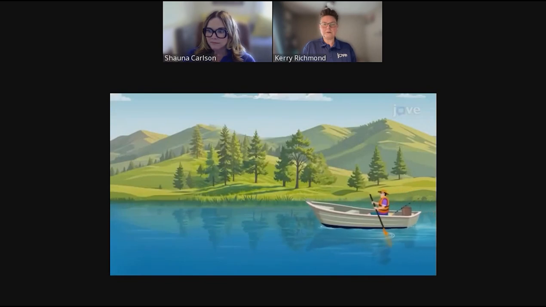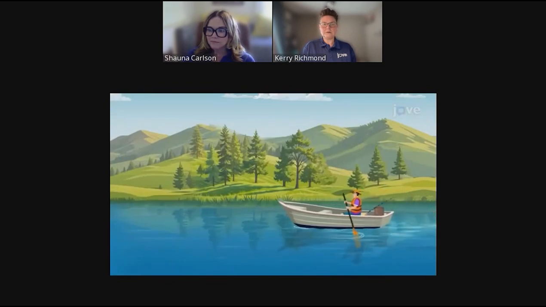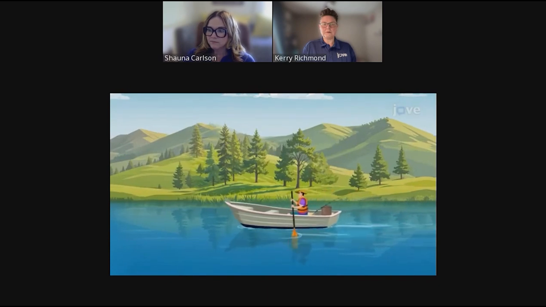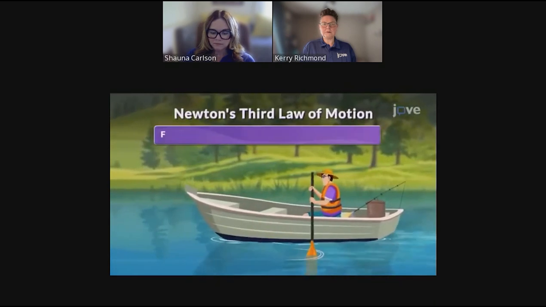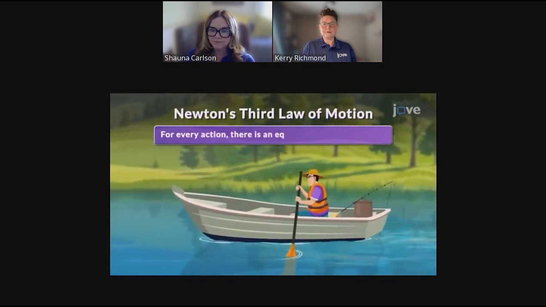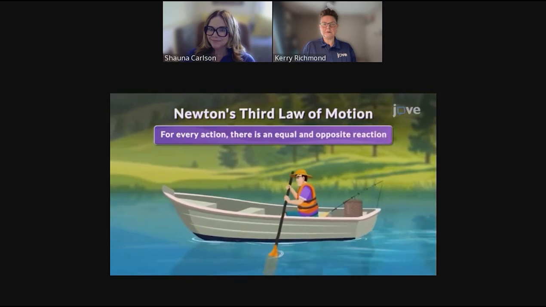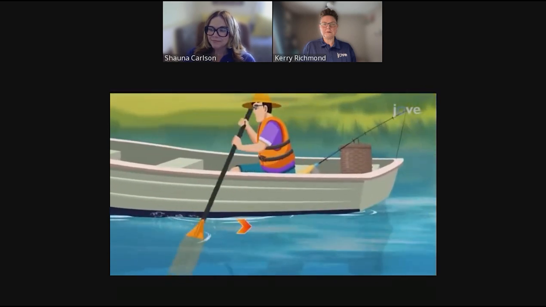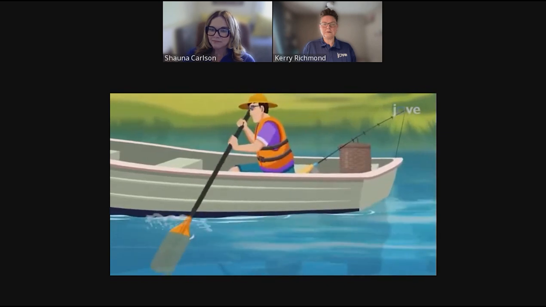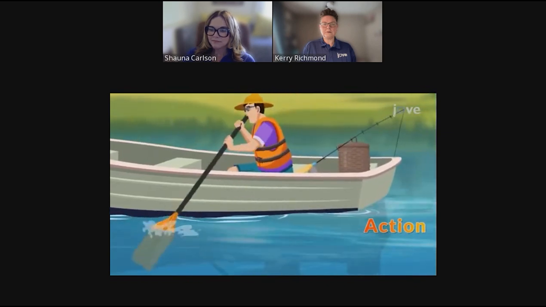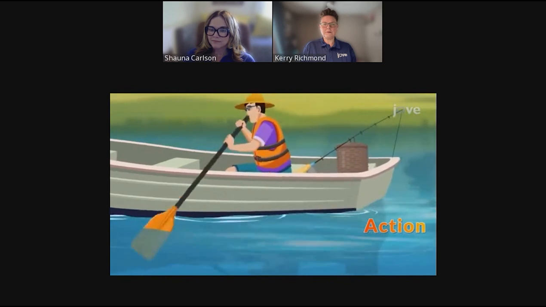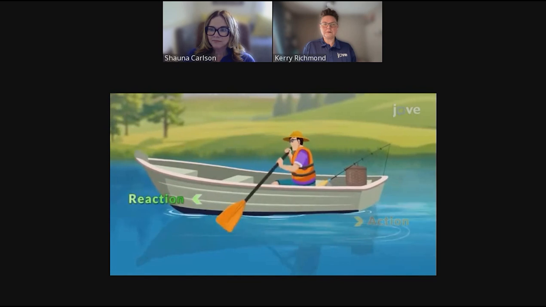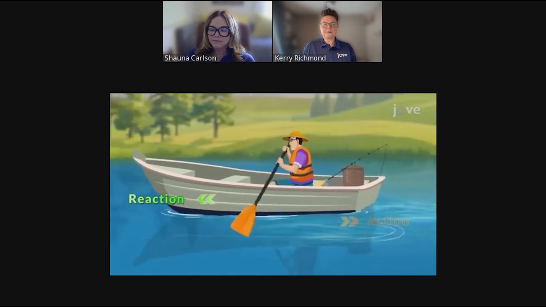Have you ever wondered how a boat moves forward when you row? This simple example perfectly demonstrates Newton's third law of motion. For every action, there is an equal and opposite reaction. When a person rows a boat, they push water backward with the oar. This backward push acts as the action. In response, the water exerts an equal force on the boat, but in the opposite direction, causing it to move forward.